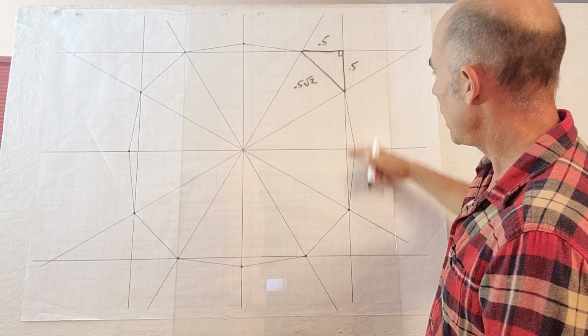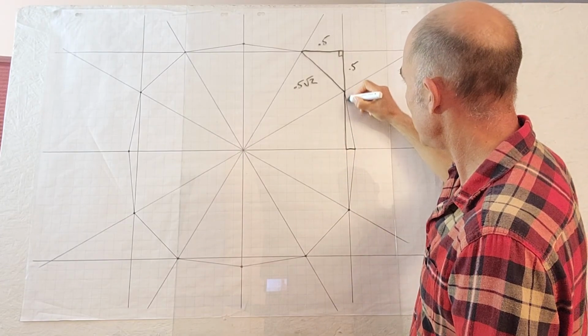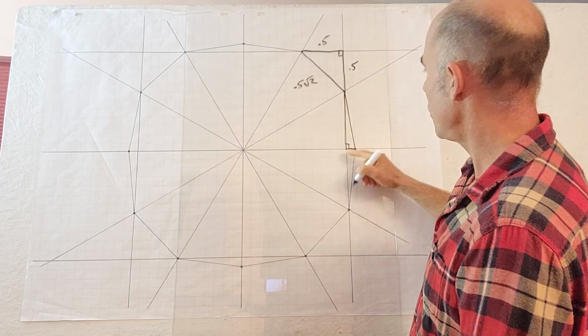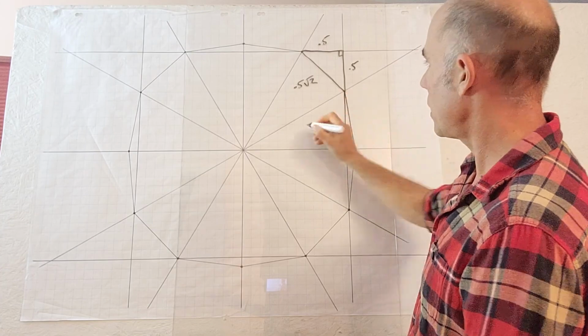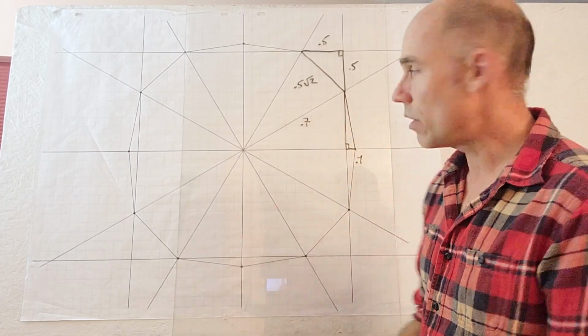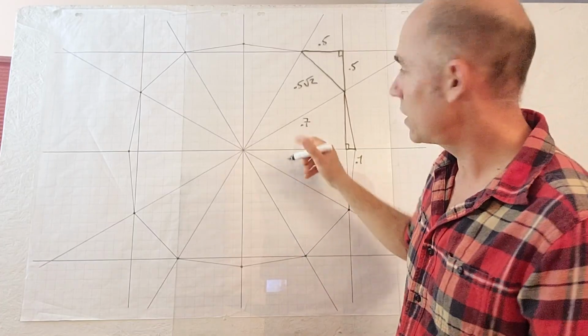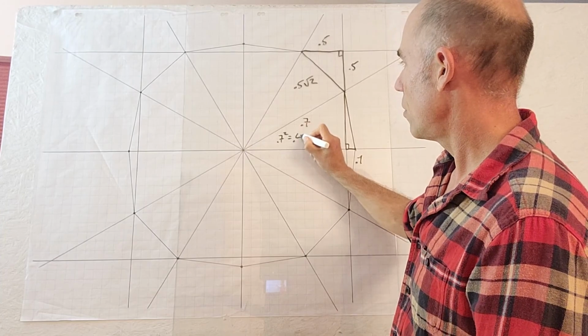Now we're going to look at this long triangle here, and I'll just delineate it for us. Again, it's a right angle. This length here is 0.1, and this length right over here is 0.7. So we're going to use the Pythagorean theorem. We're going to square 0.7. So 0.7 squared equals 0.41.